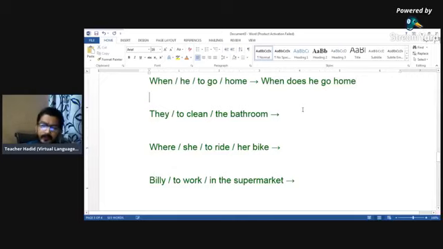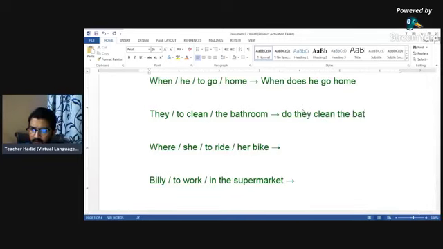All right, moving on to the next one. They clean the bathroom. What should be the right question? With they, we don't use does, we use do. So do, and then they as the subject. Do they clean the bathroom?